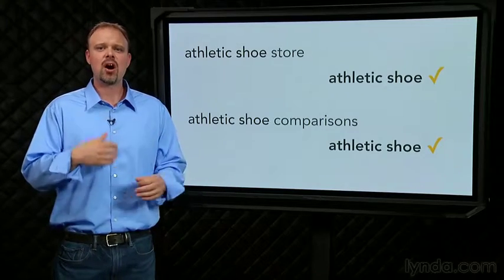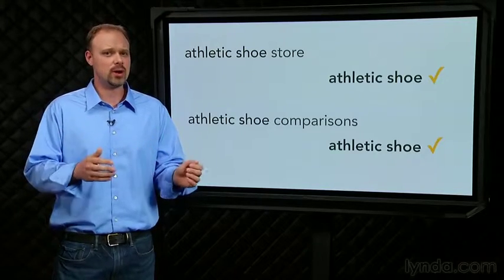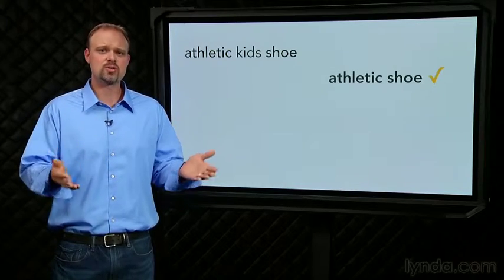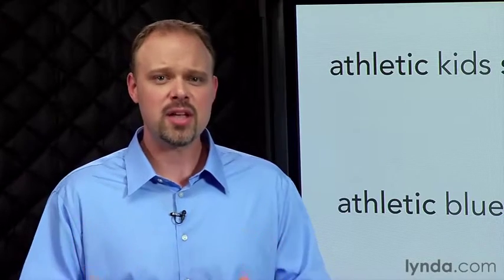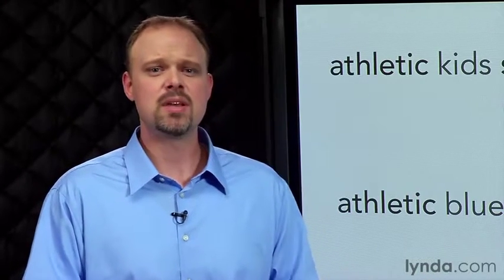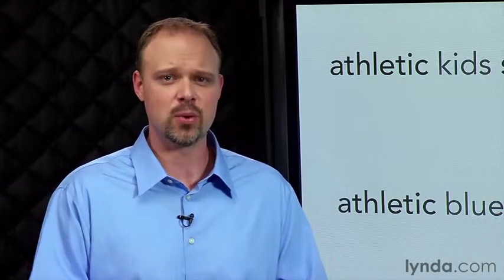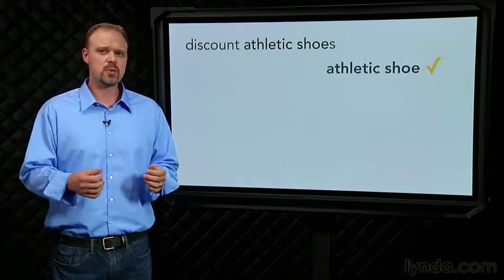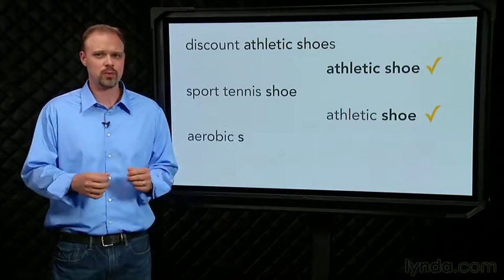My ad could show for the user queries athletic shoe store and athletic shoe comparisons. Broad match keywords may also trigger an ad if the user query is typed in a different order than the specifically targeted keyword. For example, my ad targeting athletic shoe may be displayed when a user searches for things like athletic kids shoe or athletic blue shoe. Now, the biggest reason that broad match increases reach is that broad match keyword targeted ads can be displayed in response to user queries containing similar words or synonyms to your targeted keywords and plural forms of your keyword. So our athletic shoe keyword ad might display in response to the user queries discount athletic shoes and sport tennis shoe and even aerobic shoe.